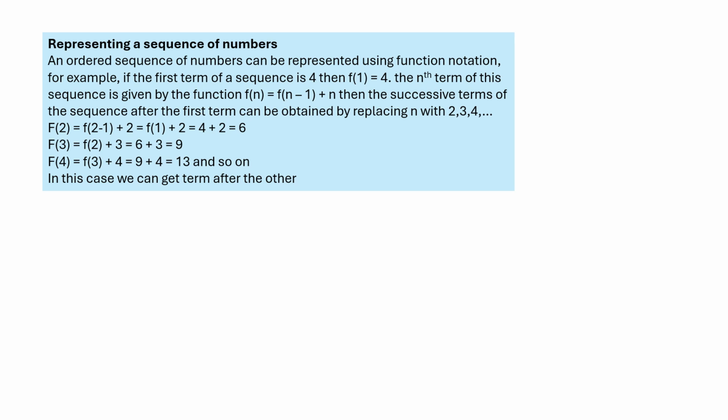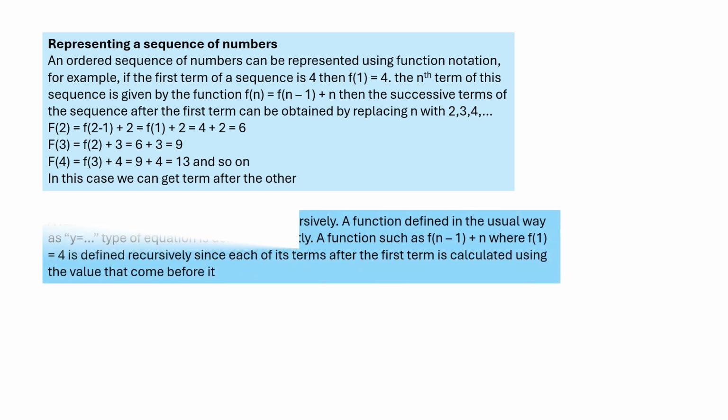This is the third term. The fourth term, f of 3 plus 4, in the same way. So 9 plus 4 equals 13, and so on. In this case, we can get one term after the other. We cannot make a jump, like finding f of 10 directly. No, step by step: you have f of 1, then get f of 2, f of 3, f of 4 in order. You cannot make a jump in this case.